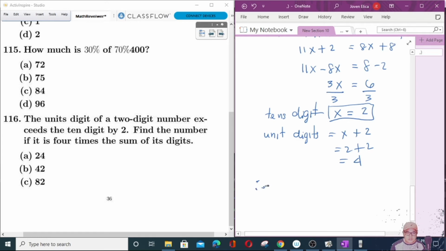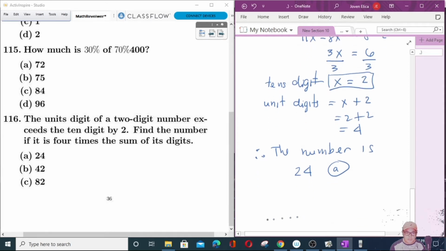Therefore, the answer, the number is 24. This is the units digit, and this is the tens digit. The answer is letter A.